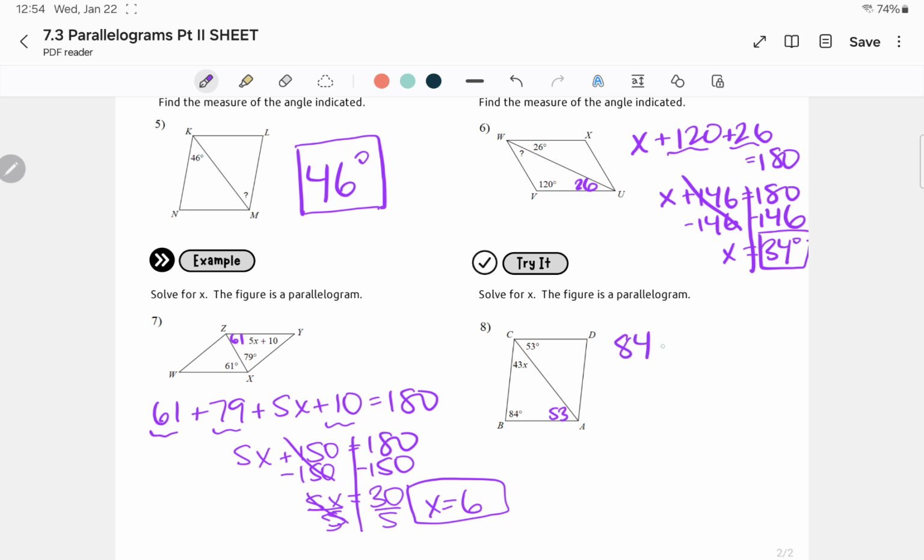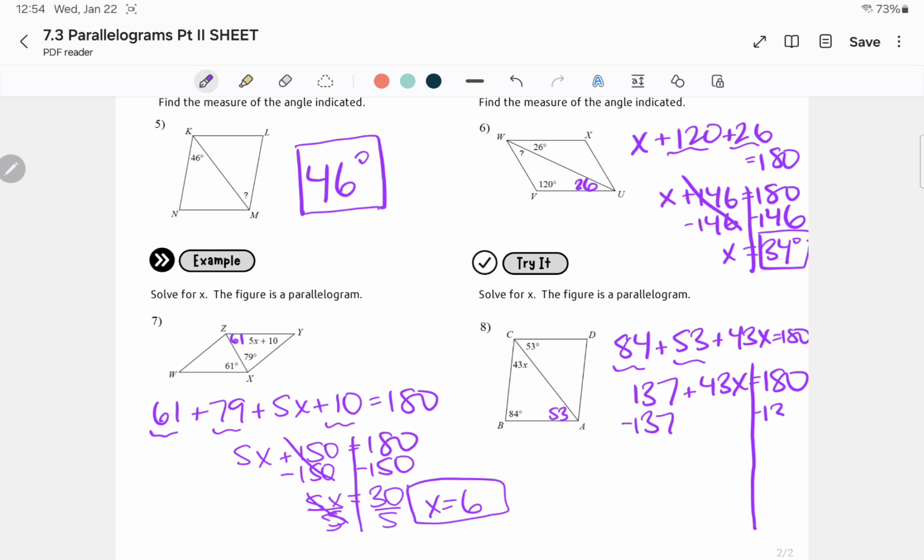So 84 plus 53 plus 43x is equal to 180. So let's combine like terms. So 84 and 53 is 137 plus 43x is 180. Now let's subtract 137, and that's going to give us 43x on the left. 180 minus 137 is 43 on the right. And when we divide both sides, we get x is equal to 1.